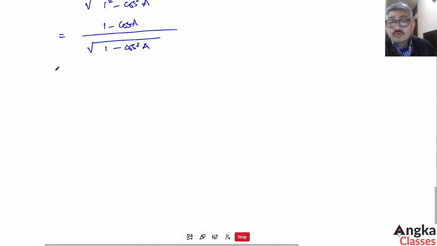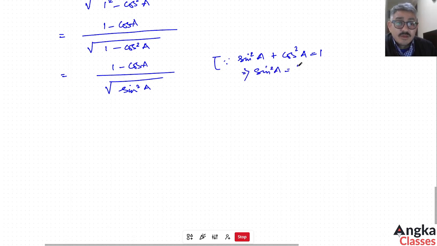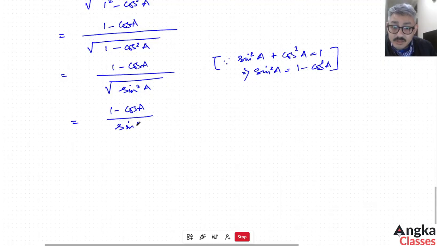1 minus cos square A, which we can combine as sin square A, since sine square A plus cos square A is equal to 1. So 1 minus cos A upon the square root of sine square A, that is, sine A.